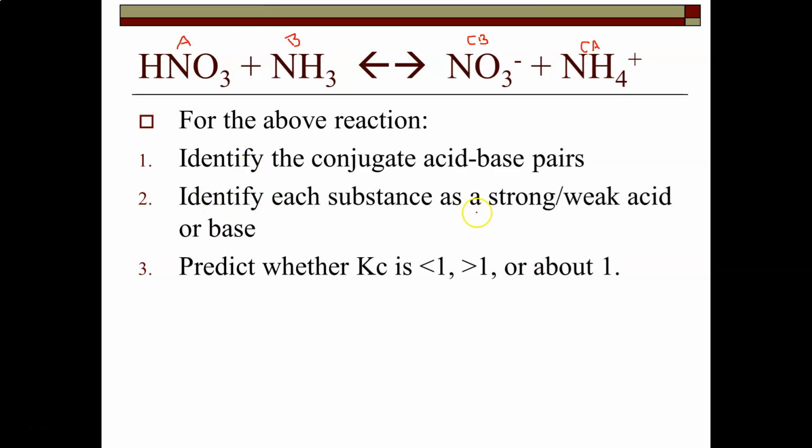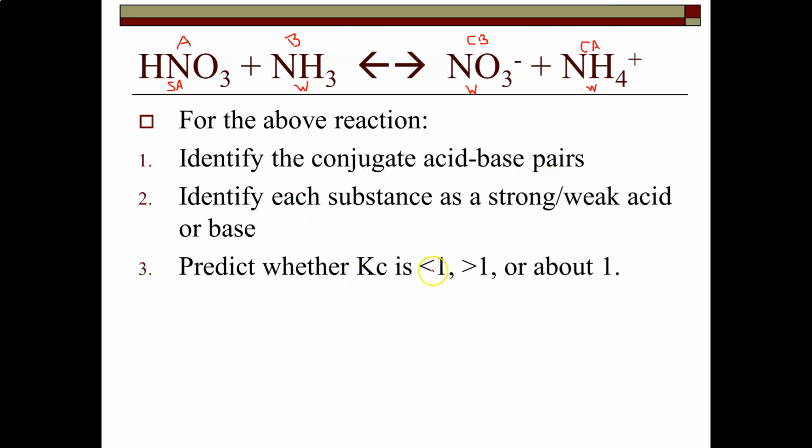That's done. Identify each as strong or weak. Okay, so let's do that. So this is definitely one of our top 7 strong acids. So the conjugate base is going to be very weak. Okay, your base, NH3, is definitely weak. Talked about that in the last slide. So your conjugate acid will be weak. Simple.